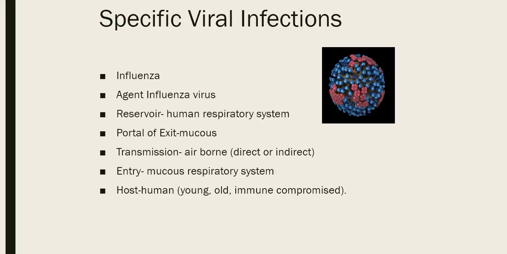It's transmitted airborne, and some people consider airborne direct and some people consider it indirect, and that's why both terms are there. In this class, it's basically considered indirect airborne. It enters the host through the mucus respiratory system, and the host is a human, and younger, older, and immune-compromised people are more likely to be infected by this virus.